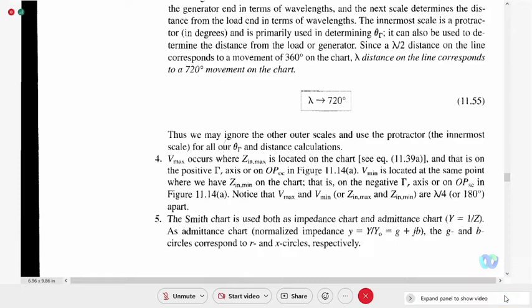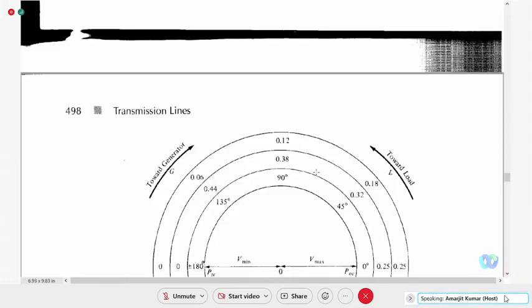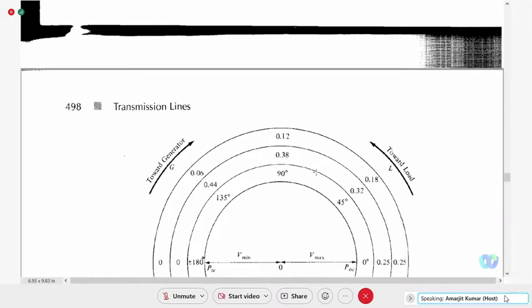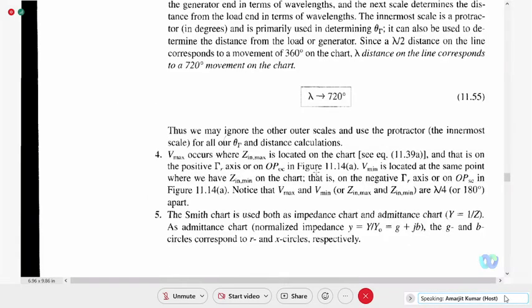So now which scale we have to use, protractor scale, or from the generator end, or from the load end, that we will see. But outermost scale means from the generator end we are measuring. Middle scale means from the load end we are measuring on the transmission line. And innermost scale means it is the angle of the reflection coefficient, theta gamma.